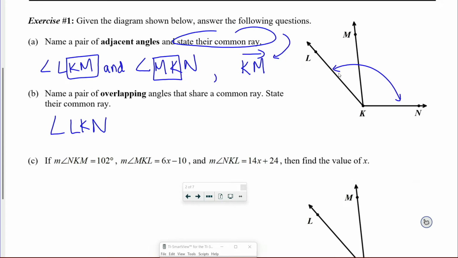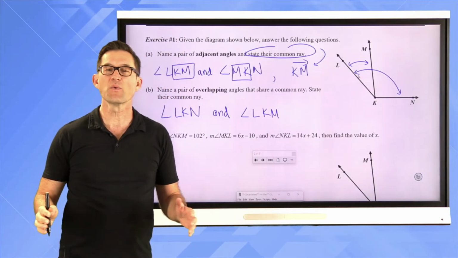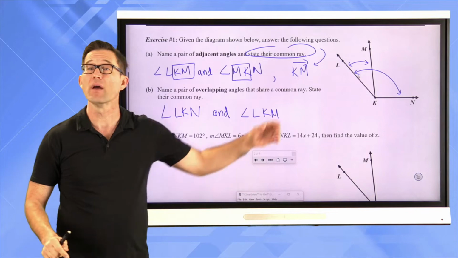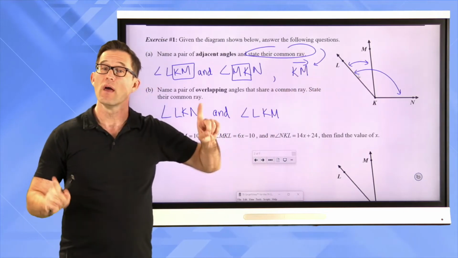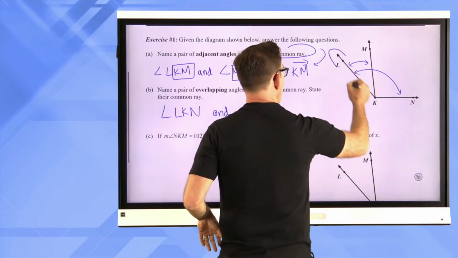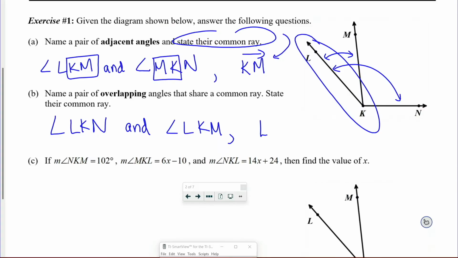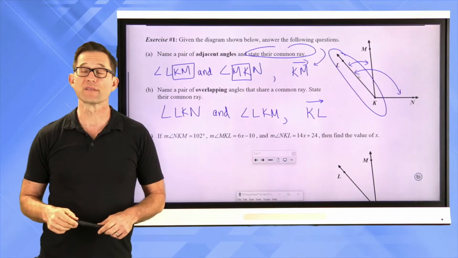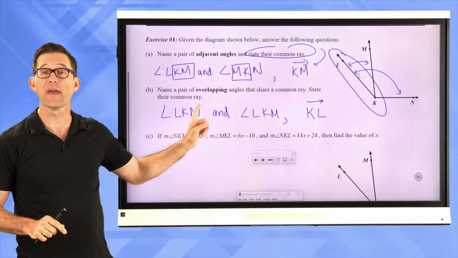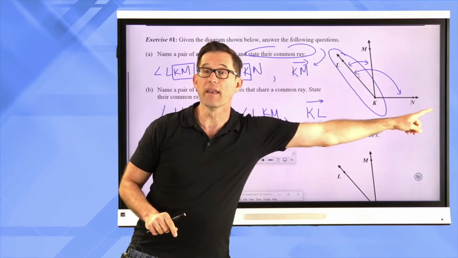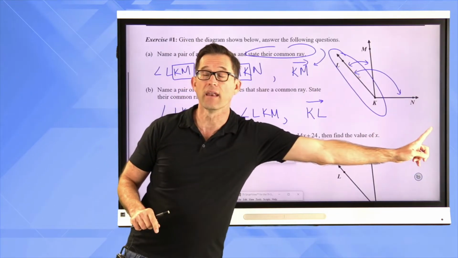Well, that angle overlaps. Let's go with angle LKM, right? These two angles overlap, right? That's what it means for adjacent angles to not overlap. Here's a case where two angles overlap. Now, they do share a common ray, and that common ray, whoops, almost made a mistake there. Always have to state the ray by the starting point first, and their common ray is KL. Now, don't get me wrong, you could also do LKN and MKN, in which case KN would be the common ray.